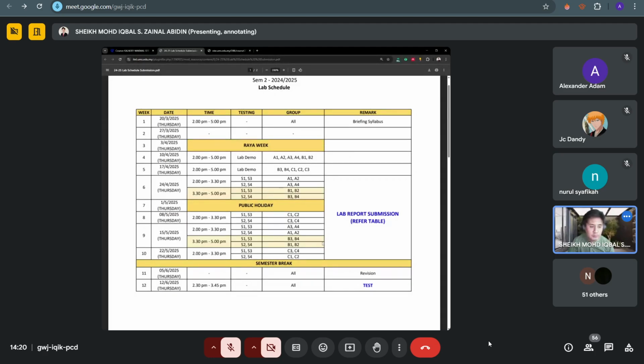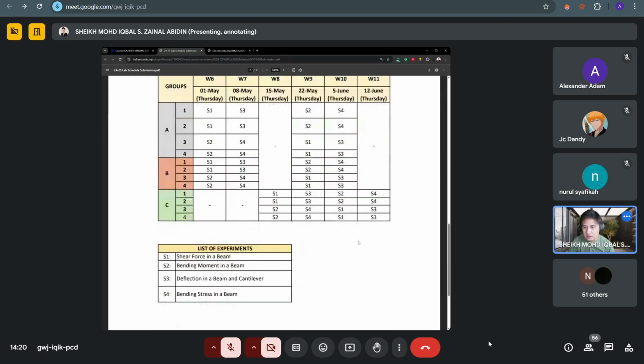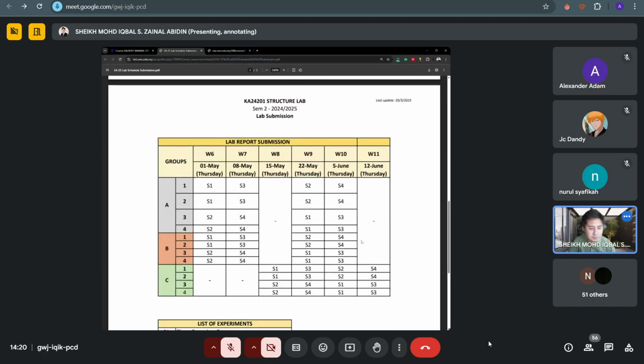You only need to come according to your designated group, right? So this is the lab report submission. So refer to the table, right? So this is the lab submission due date, right? So for example, if you are in group A4, then you have to submit the S2 lab report on the 1st of May, and then you have to submit the S4 report on the 8th of May, and then you're free on the 15th of May, and then you have to submit S1 on the 22nd of May, S3 on the 5th of June, and so on.